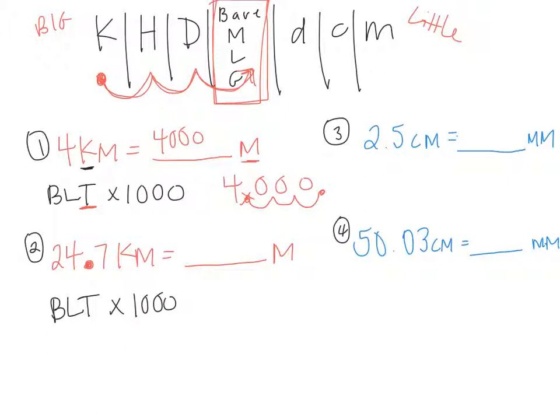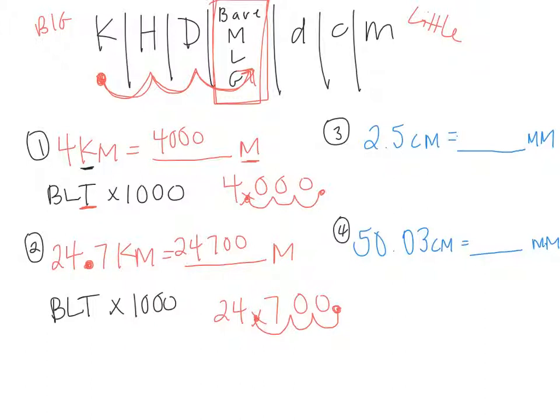So this time I'm going to write 24 and 7/10, and I'm going to start where the decimal is, and I'm going to move 3 places to the right. So 1, 2, 3. Here's my new decimal. Get rid of the old one. So if I have 24 and 7/10 kilometers, I really have 24,700 meters. Now let's look at our third example.